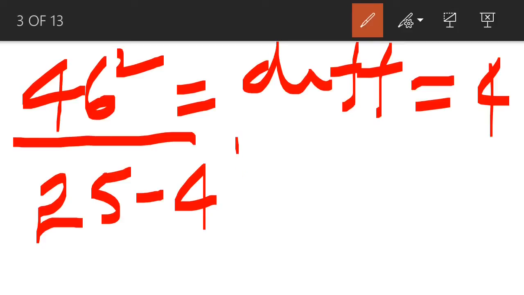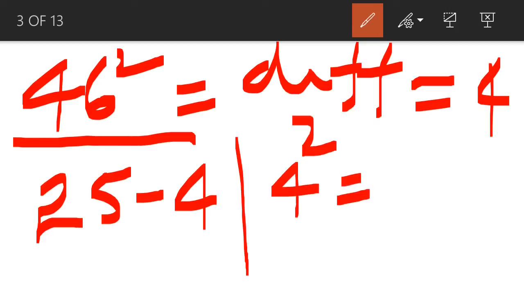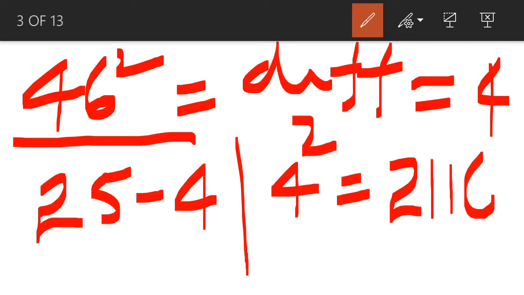Okay, the second part we have to square the difference, 4. So what will be the answer? By subtracting 25 minus 4, you will get 21, and squaring the 4, you will get 16. So 2116 is your answer for 46 square.